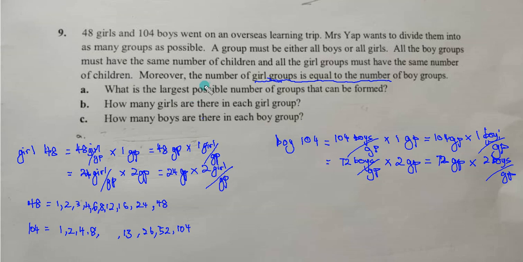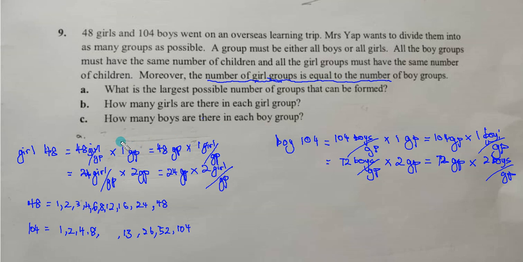Okay, now let's look at it in the same manner. For the 8 girls, you can split into 4 girls per group, and that's one group. Or for the 8 groups, each group is one girl. Now, if you want to consider this as the number of groups, remember the requirement is the number of groups for each must be equal.